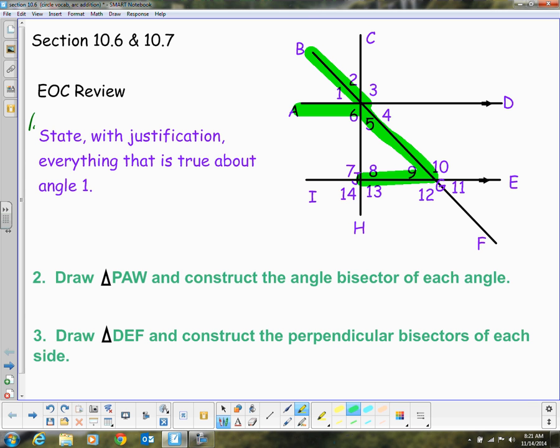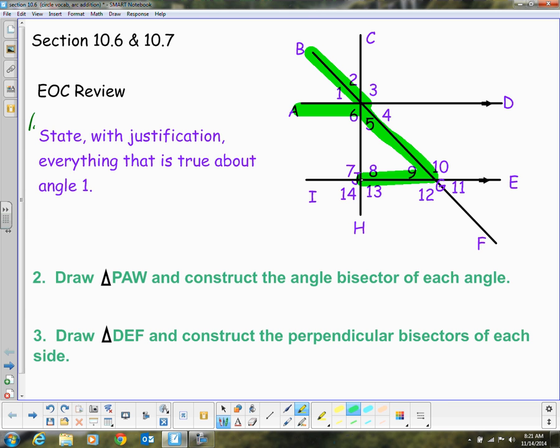Now, 1 is not in between, so there's no way 1 can form a Z, and there's no way 1 can form a U. But what is alternate exterior with 1? 1 and 11. There we go. 1 and 11 are alternate exterior, and then you'd have to justify.